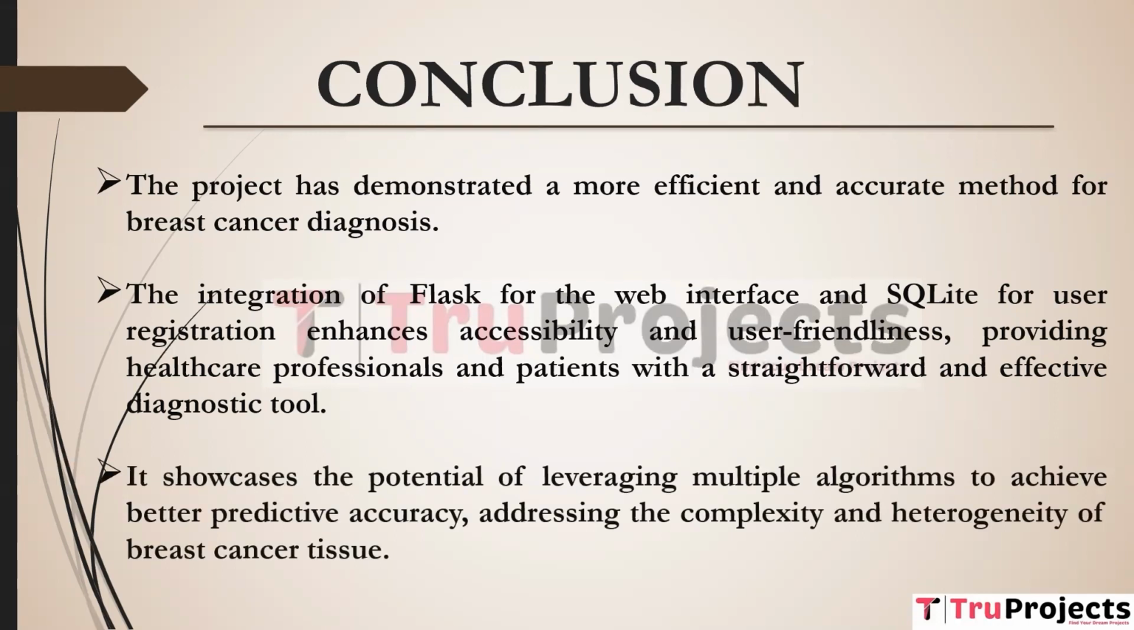It showcases the ensemble method that, combining the MobileNet and CNN models, showcases the potential of leveraging multiple algorithms to achieve better prediction accuracy, addressing the complexity and heterogeneity of the breast cancer tissue. So this project ultimately enhances global healthcare accessibility, contributing to the fight against breast cancer and its impacts on women's health.